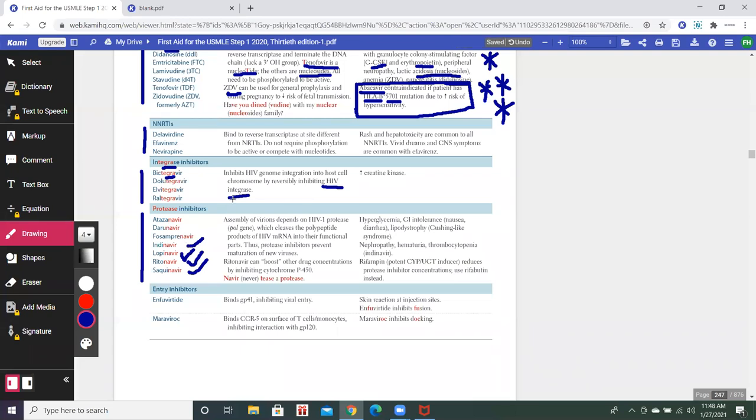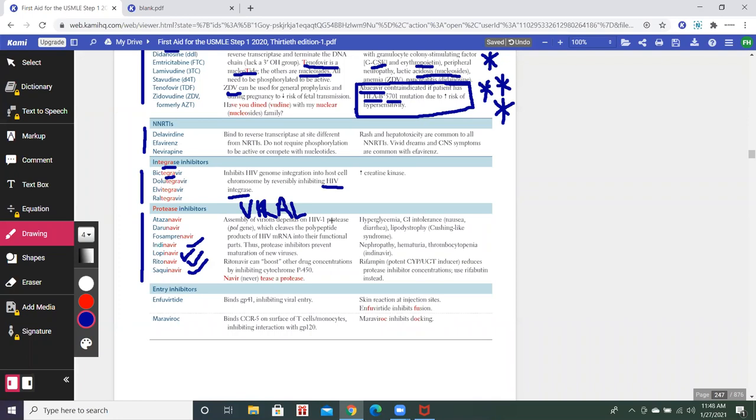They will prevent the assembly of the virions depending on HIV-1 protease, which cleaves the polypeptide. Basically, all of these things are not high yield. The only thing you have to focus on is that protease inhibitors will prevent viral assembly. How? They break down the new modified protein produced after the viral genome was integrated into the host cell's DNA.